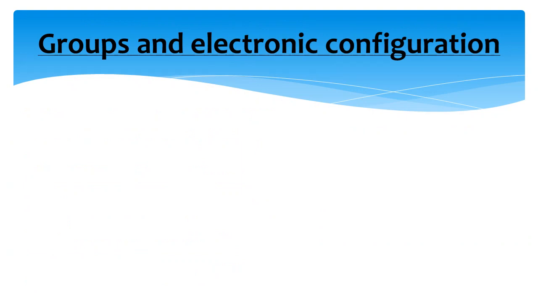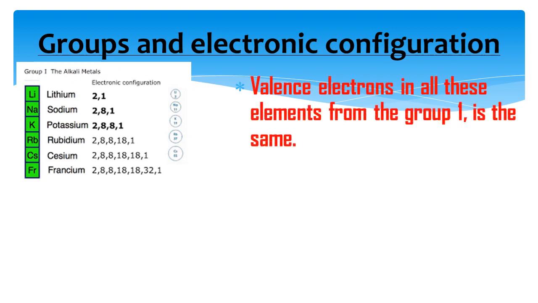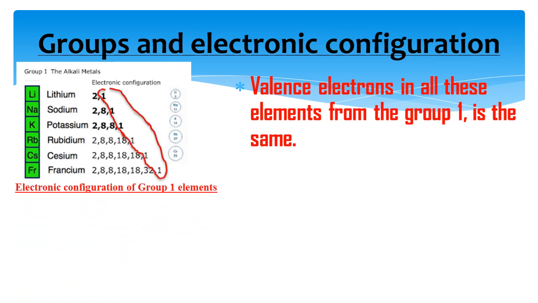So students, what are the groups? These are the 18 vertical columns in the periodic table, from 1 to 18. So groups are vertical columns. Here I have mentioned the electronic configuration of the alkali metals, that is the group 1 elements. You can observe that the valence electron count in all these elements from group 1 is the same, from lithium to francium: lithium, sodium, potassium, rubidium, cesium and francium. The valence electrons are the electrons in the last shell, or valence shell. So it is the same: each element contains one valence electron in its valence shell.